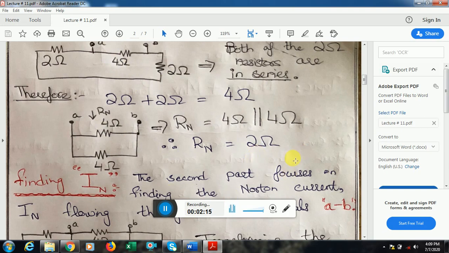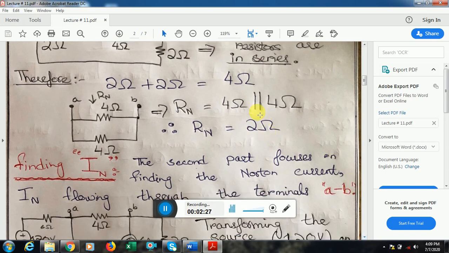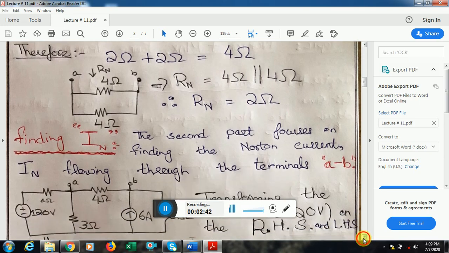Please recall the rule that I told you. Whenever the same resistances are in parallel, their parallel equivalent is always 1/2 of their value. If I had, let's say, 6 and 6 over here, the resultant would have been 3. As I have 4 and 4, the half of 4 is 2, so I get the Norton resistance as 2 ohm. Now we move on to finding the Norton current across the terminals A and B.